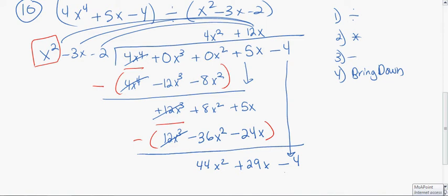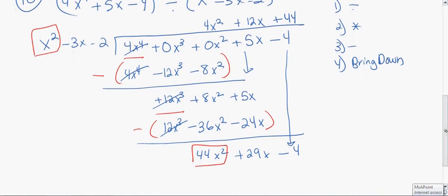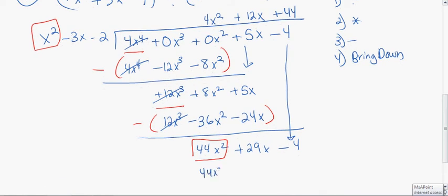Nothing after the negative 4. All right, really close to being done. Once again, divide that first term, x squared, into the first term down here, the 44x squared. X squared goes into 44x squared 44 times. Plus 44. Multiply through. 44 times x squared is 44x squared. 44 times negative 3, I think that's going to be a 132. Negative 132x. And 44 times negative 2 is a negative 88.